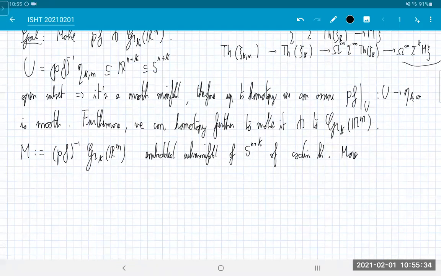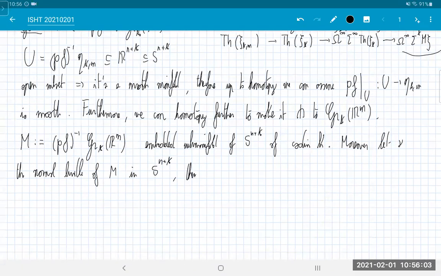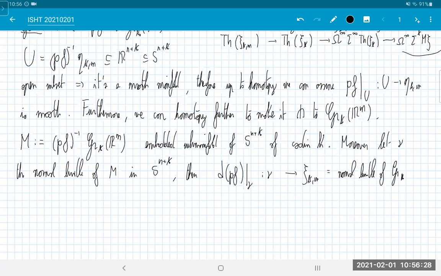Moreover, PF restricted to the normal bundle. So let ν be the normal bundle of M in S^(m+k). Then the differential of PF restricted to ν induces an isomorphism with the normal bundle of the Grassmannian inside the vector bundle, but that's just R^k, R^D, into ξ_k^m.